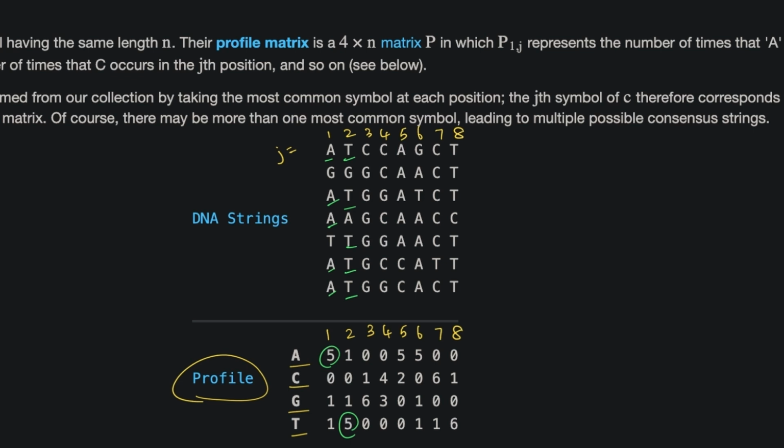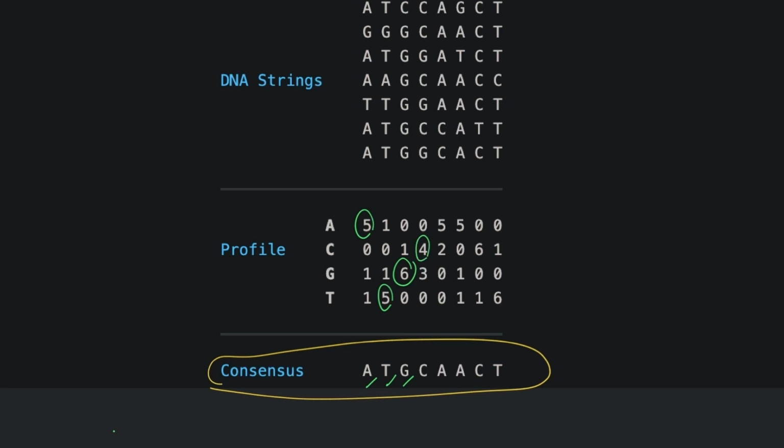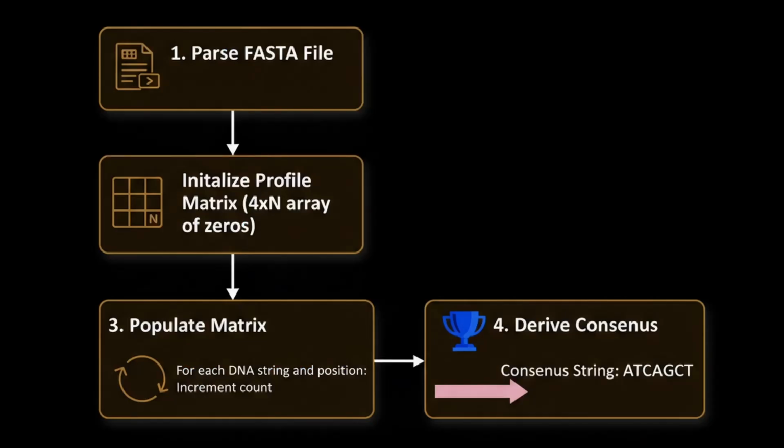Second, from this profile, we derive the consensus string. The consensus string is the most representative sequence. For each position, we look at the corresponding column in our profile matrix and pick the nucleotide that appeared most often. That becomes the character at that position in our consensus string. So, how do we build this? Our algorithm can be broken down into four simple steps.